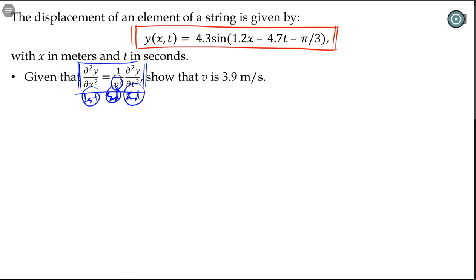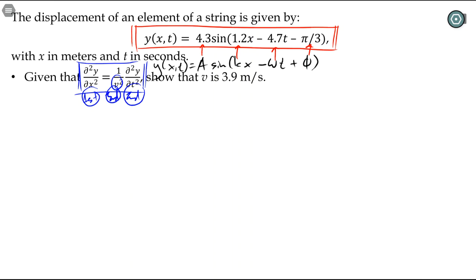it is y of x, t equals, and this would be the amplitude. I like using a for some reason. That is sine of kx minus omega t plus the phase constant. So from here you can see which number results to which. Okay? Cool. So I'm actually going to go ahead and follow my steps right here.